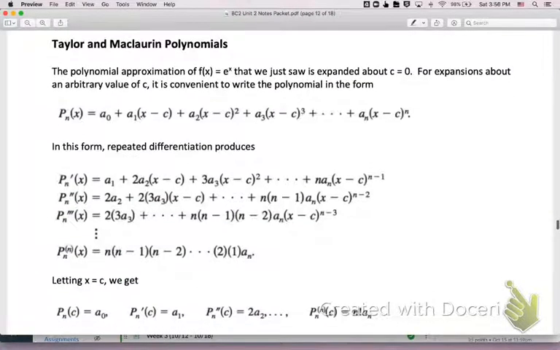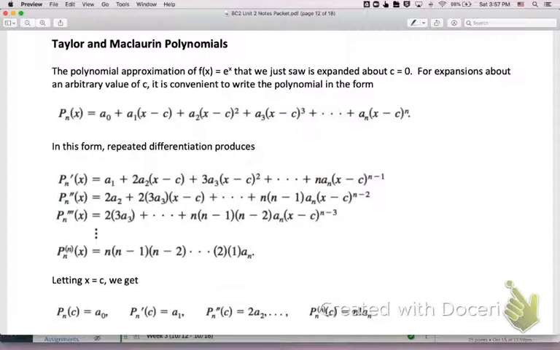So here's the information about Taylor and Maclaurin polynomials. It's two different mathematicians. They were working on this parallel to each other at the same time. So they both get a little bit of credit here, but they are a little bit different. The polynomial approximation of f of x equals e to the x that we just did was expanded about c equal to 0. But for any arbitrary value of c, we would have a polynomial in this sort of form. Ours was c equals 0, so you can just ignore that term.